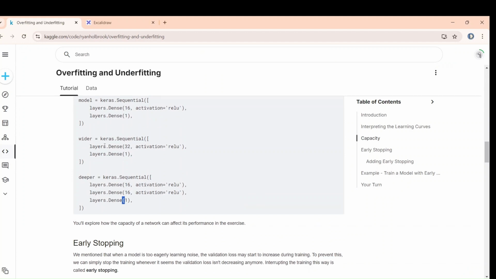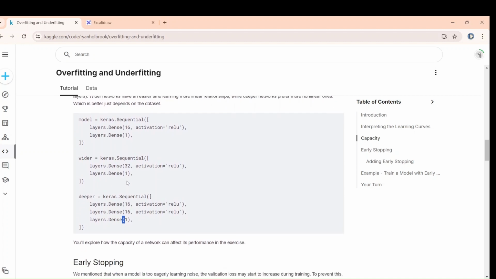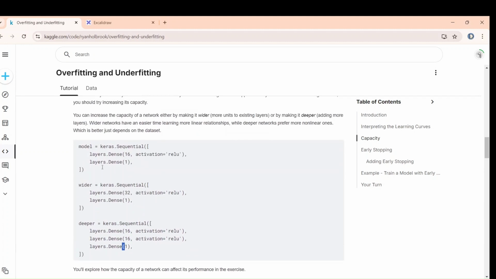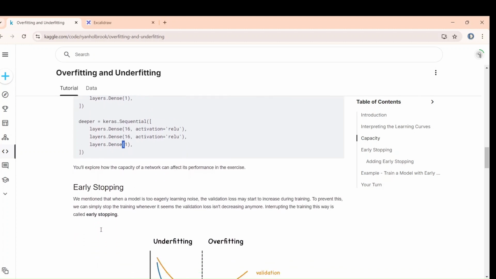Here it is increasing the units. Here it is increasing the number of layers. Both ways you can use for increasing the model's capacity. Now, which one you will use depends on the data set. For a linear relationship, you may use the wider one, or for non-linear ones, you may use increasing the number of layers, making it deeper.